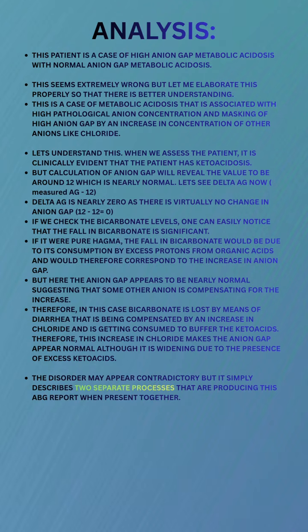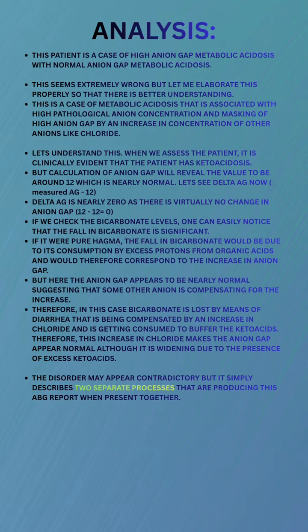Now, if we check the bicarbonate, we'll easily notice that the fall in bicarbonate is out of proportion to the change in anion gap. If it were pure high anion gap mechanism, the fall in bicarbonate should have been corresponding to the change in the anion gap, which is not the case here. This means that the anion gap is appearing normal due to compensation by another anion in this case, which is getting increased. In this case, the bicarbonate is getting lost by two means.